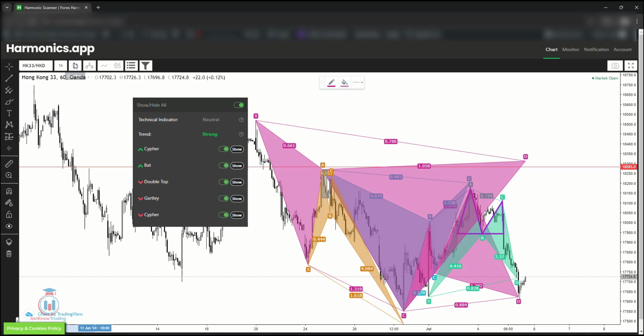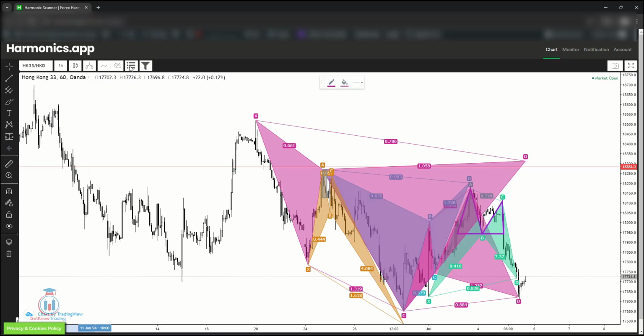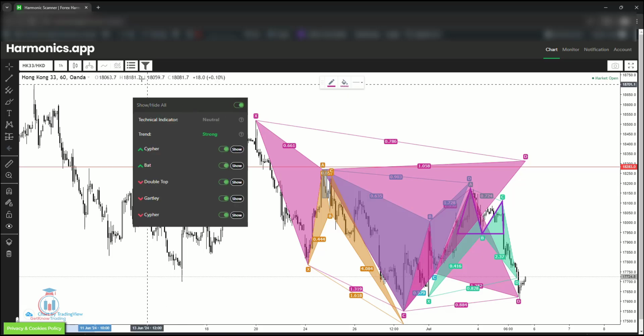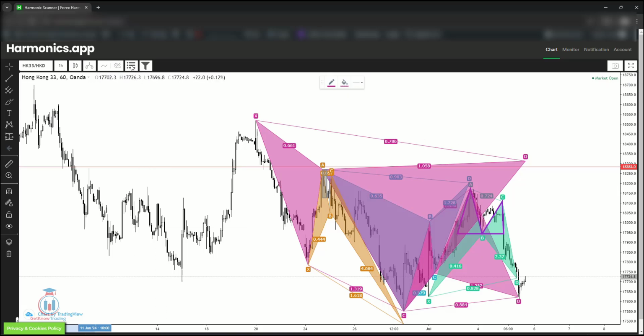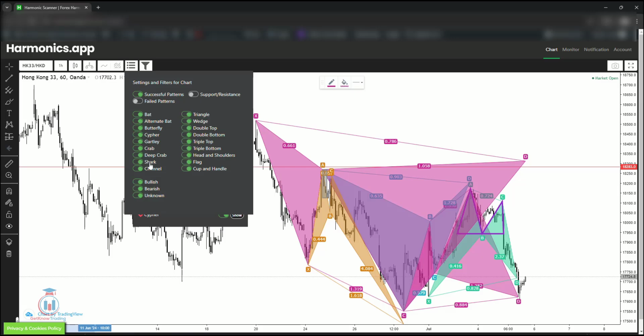Now there is a possibility to change the chart appearance. Then you have a possibility to compare or add symbols. You can use indicators and templates, and if you would like to show or hide this floating window, you can use this button. You can also select with the filters to show on the chart only some of these patterns. If you do not want to have a Bat pattern, simply deselect this one.